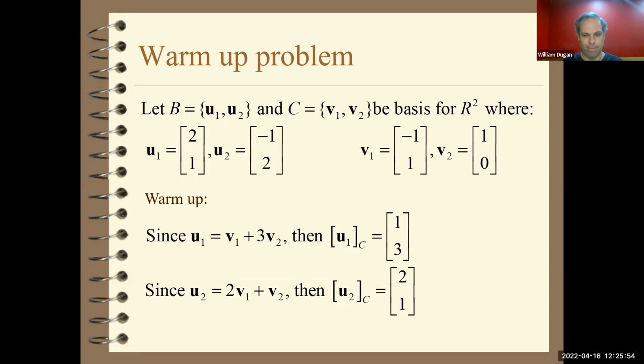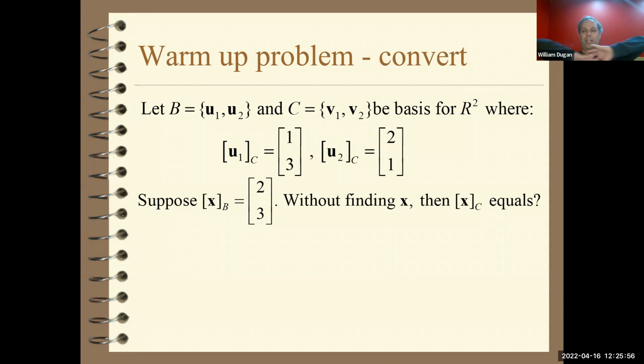Okay. Now, let's just take any old vector you like in R2. But I'm going to insist for our example that this vector that we have in our mind, whatever it is, this vector's coordinates relative to B is 2, 3. I want to know what are its coordinates relative to C, but I don't want to find out what X is. I don't want to actually add things up to find out what X is. I want to cut that out entirely. So to do so, it's not difficult.